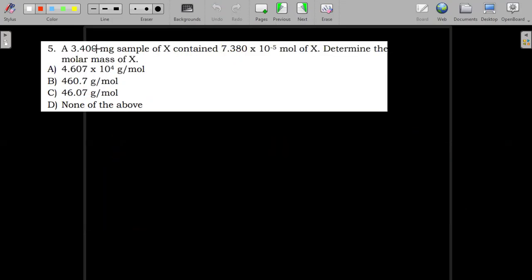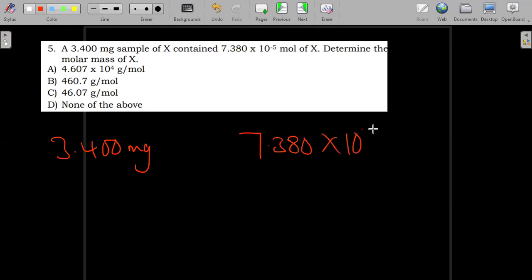Let's look at question 5. They're saying a 3.400 milligram sample of X contained 7.380 times 10 to the power minus 5 moles of X. So this is the mass, this is the mole. And then the question now is to determine the molar mass of X.